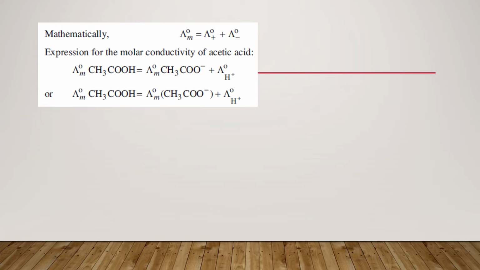Mathematically, according to Kohlrausch's law, the molar conductance is equal to the molar conductance of the cations plus the molar conductance of the anions. We said we cannot find the molar conductance at infinite dilution of acetic acid directly. But according to Kohlrausch's law, the molar conductance at infinite dilution of acetic acid is equal to the molar conductance at infinite dilution of the acetate ion plus the molar conductance at infinite dilution of the H plus ion.